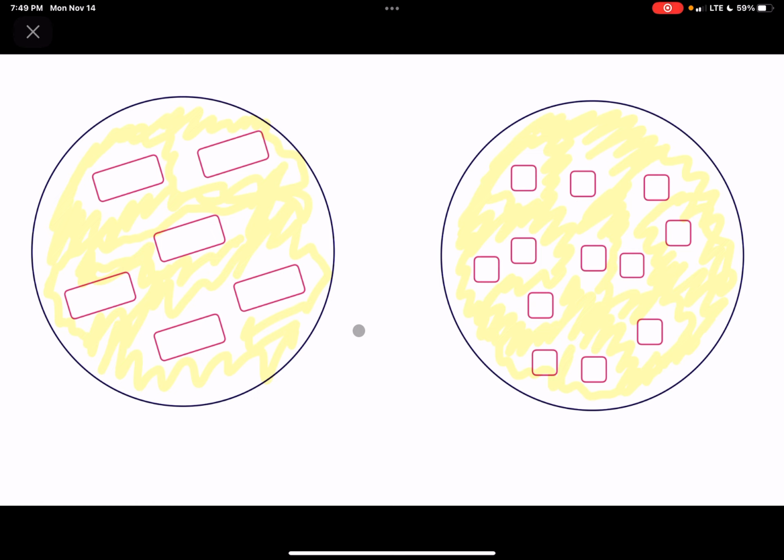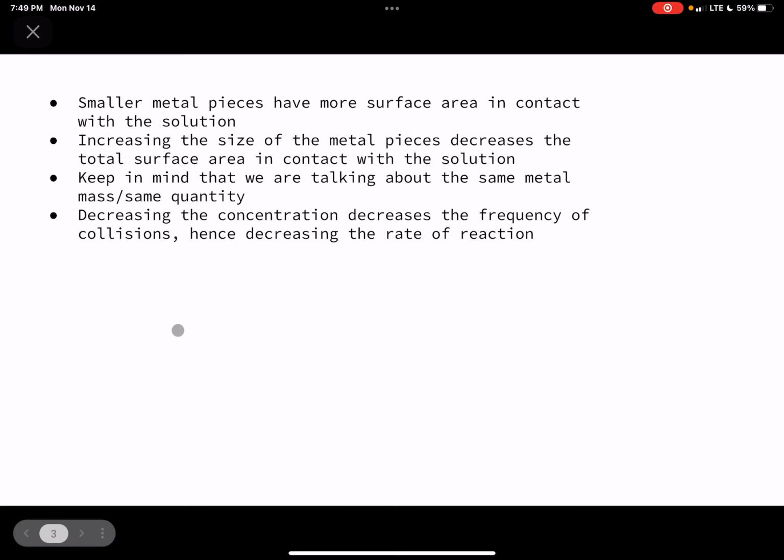And more total surface area in contact with the solution means more metal particles are in contact with the nitric acid molecules, meaning the rate of reaction here increases compared to this one. Therefore, option A would be the correct one, because when the concentration is doubled, you get a higher frequency of collisions, meaning a higher rate of reaction. And when the size of metal pieces is halved, it means that there are more particles in contact with the solution. Therefore, A is the correct option.